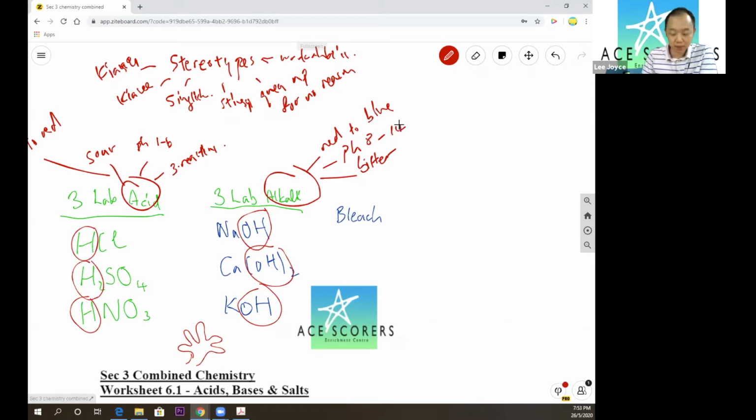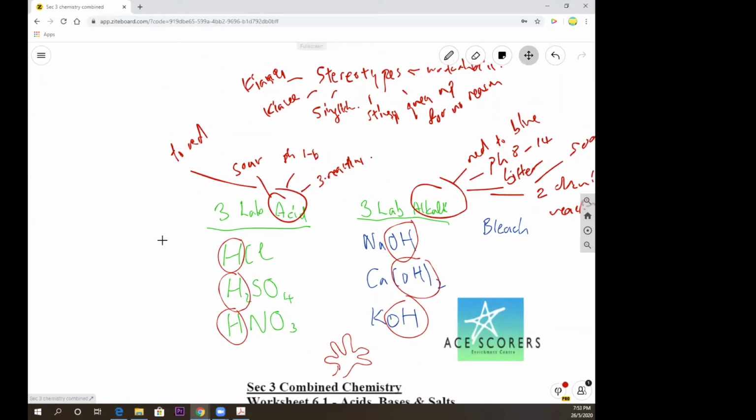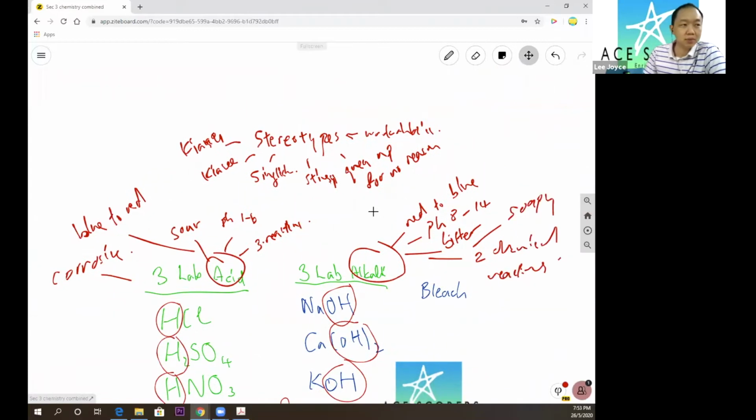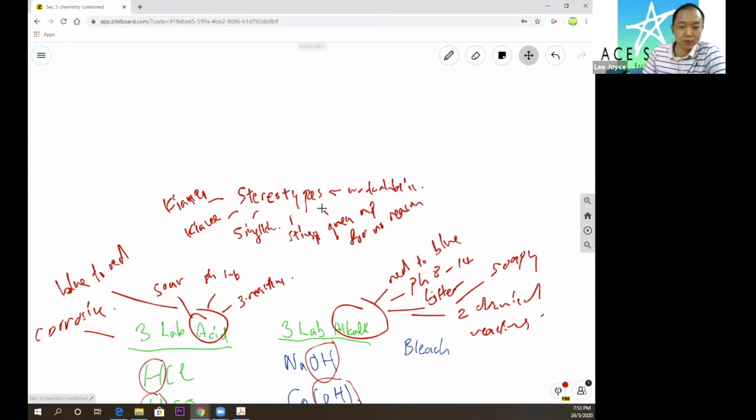Okay, so this is stereotype, right? So two chemical reactions. That's it. These are what we call the characteristics of alkali. Someone said soapy also, right? Yeah, so it's soapy, but this one, how does it feel like? Acid. Acid is not soapy, yeah. It's corrosive.